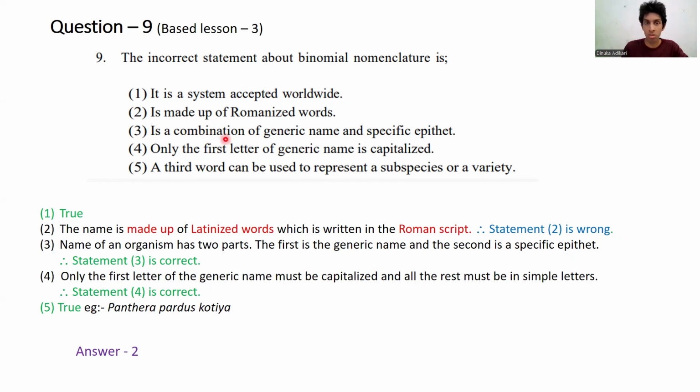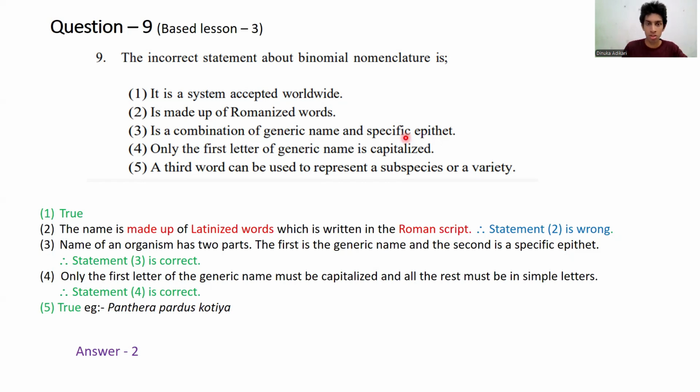3. Is a combination of generic name and specific epithet. Yes, according to binomial nomenclature, the name of an organism has two parts. The first is the generic name, and the second is the specific epithet. Therefore, statement 3 is correct.